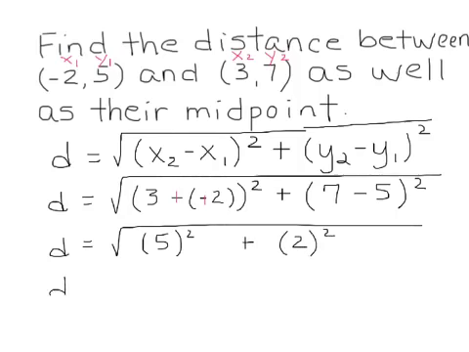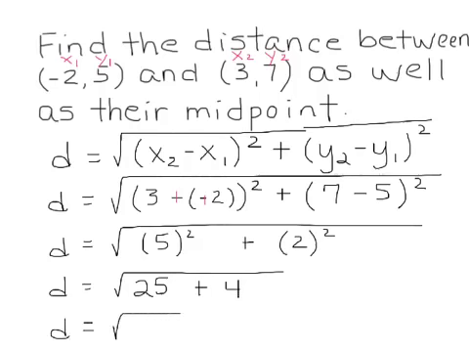And continuing our order of operations, we now square each of those quantities. So 5 squared gets us 25, and 2 squared gets us 4, and finally we add the two numbers. 25 plus 4 gets us 29. Now, because 29 is not a perfect square or have perfect square factors, we're done with our exact distance.